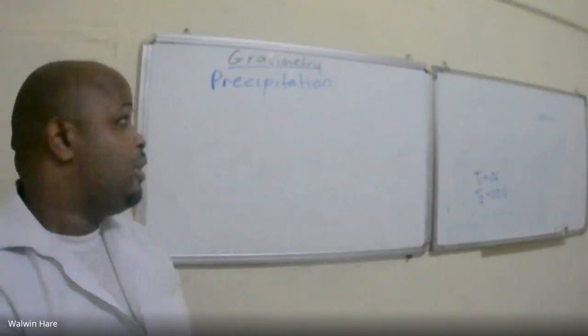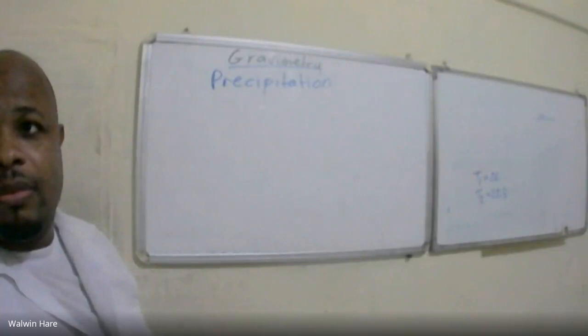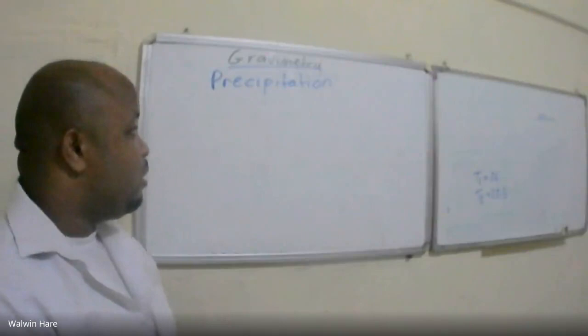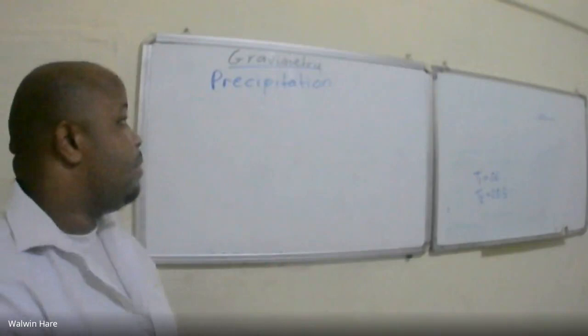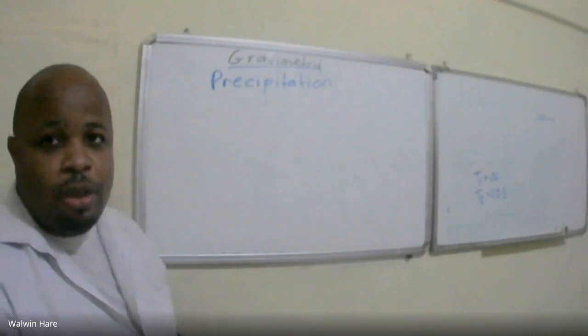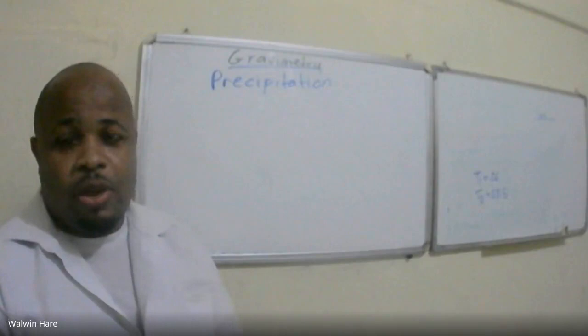So one of the scenarios in which we use this form of gravimetry is to determine the concentration of pollutants in water. So for example, lead ions and chloride ions. Alright? So what would we do? If we want to determine the amount of lead ions or chloride ions in a sample of water, once we get the water, we need to get the lead ions out of it somehow, so that we can quantify it.